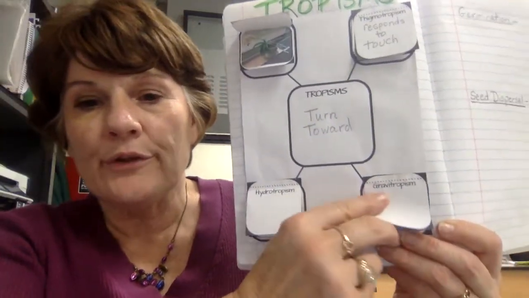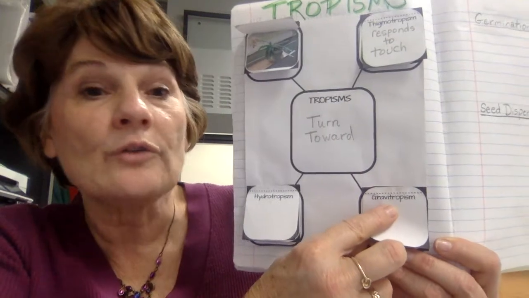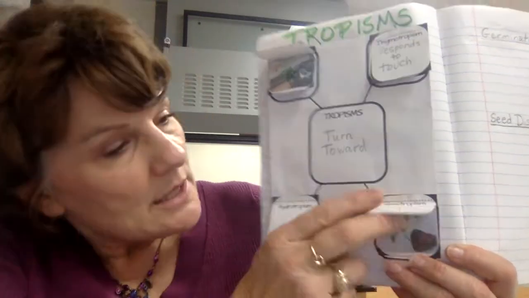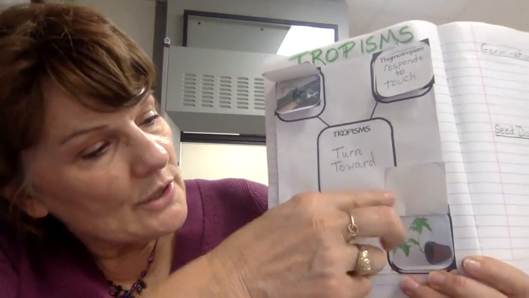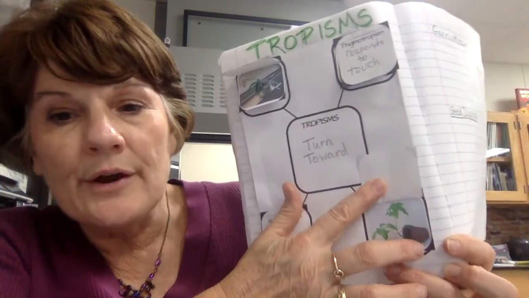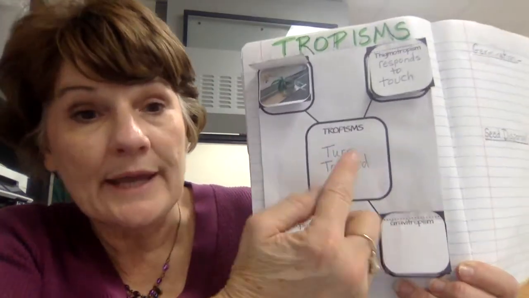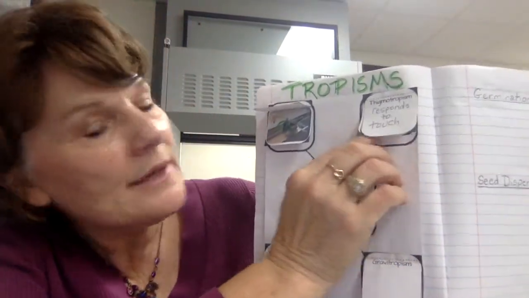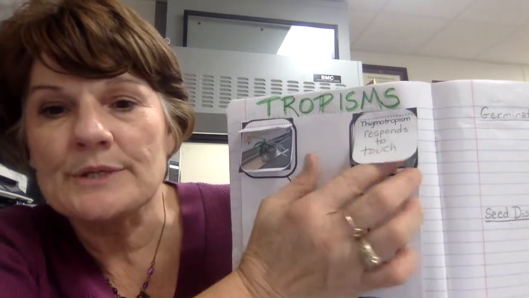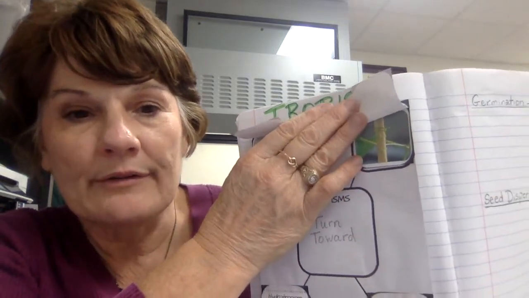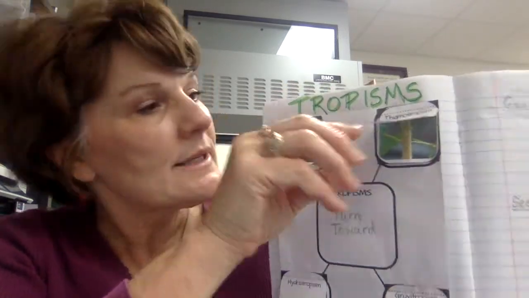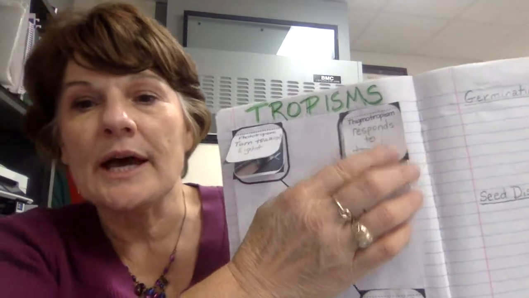Gravitropism means earth, gravity or earth. It can also be called geotropism. So the roots move toward the earth, the leaves move away from the earth. So that's actually a negative tropism when the leaves move away from the earth. Then we had up here thigmotropism, which is when plants respond to touch. So like a vine wraps around a fence, or maybe a Venus flytrap snaps shut, that's responding to touch.